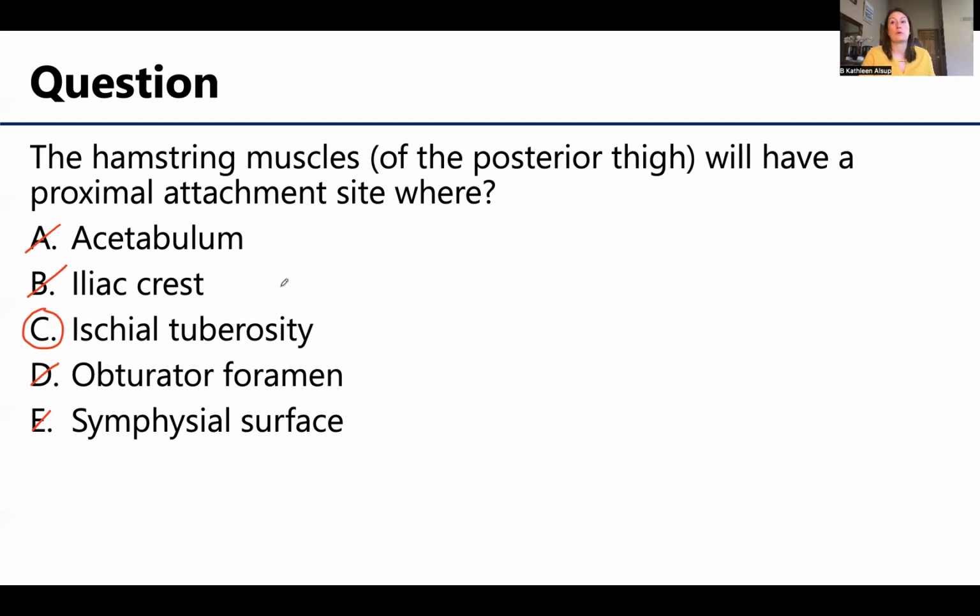All right, excellent. So that was quite a bit to go through. We had a lot of bones as well as some specific joints to discuss. Now we're going to move on to some of the muscles associated with that pelvic girdle.